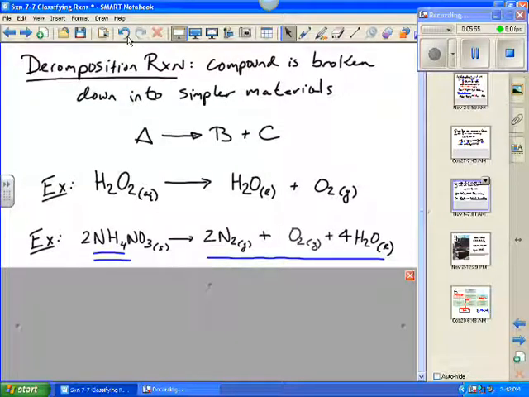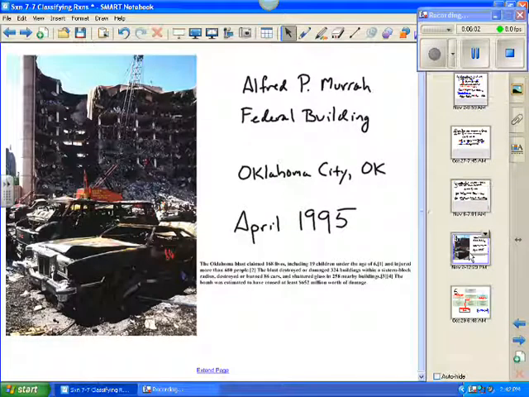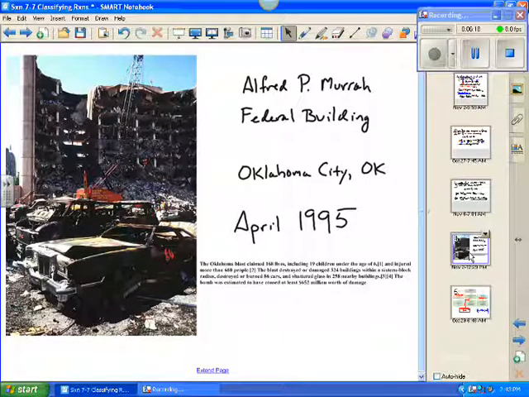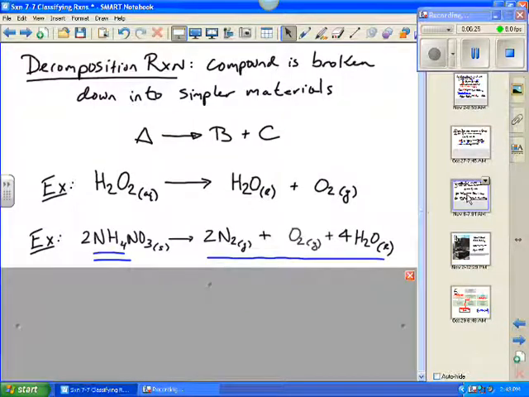If you are familiar with one of the great, meaning large, incidences of domestic terrorism in the United States, it was the Oklahoma City bombing in April 1995. The Alfred P. Murrah building in Oklahoma City was bombed, killing almost 170 people. It damaged 300 plus buildings, caused $650 million worth of damage. What was the bomb made out of? Well, fertilizer. And fertilizer is ammonium nitrate, shown here on the left.